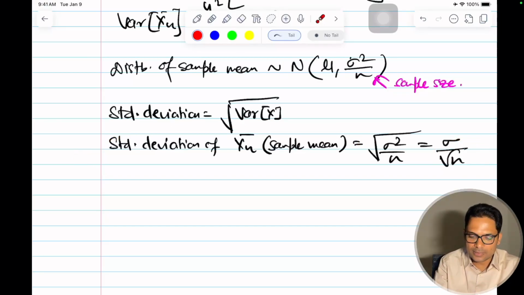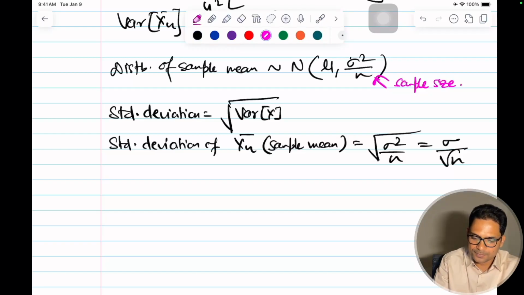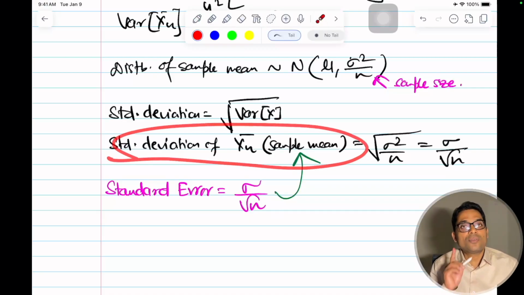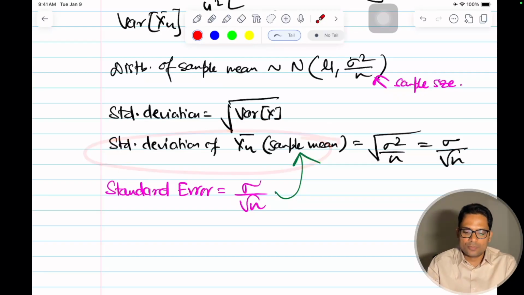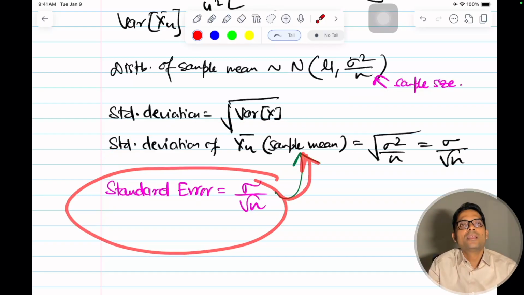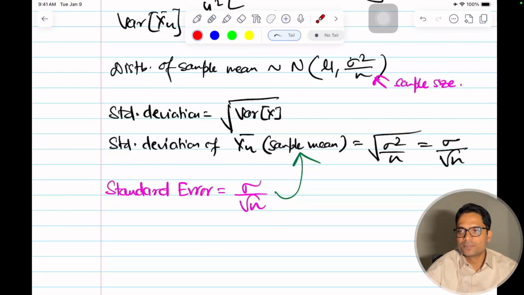And this in our context is called standard error. This is also called a standard error. This is equal to sigma by root n. That is the standard deviation of not the data but the sample mean, whose distribution is mu and sigma square by n. Variance is this. So the standard deviation of the sample means is known as standard error, that is given by sigma by root n. I hope that is clear.